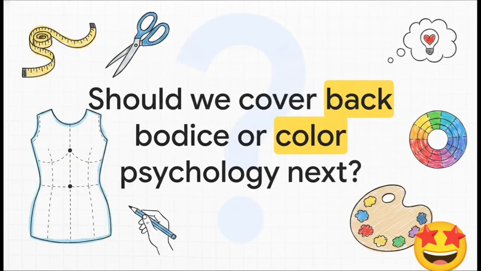So, your immediate homework from this lesson is to take your own measurements and draft a rough front bodice to see how it works. Specifically, I want you to check the placement of your waist start to ensure it actually points to your true bust point.